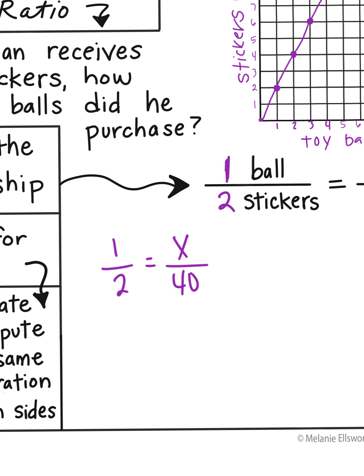Okay. So how do I get from my first one to my second one? I am multiplying 2 times 20. 1 times 20. So I know that X equals 20.